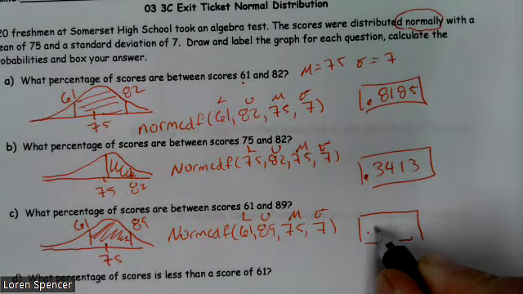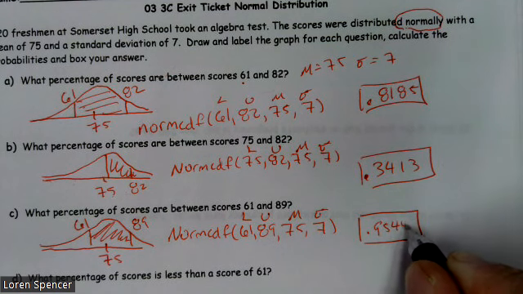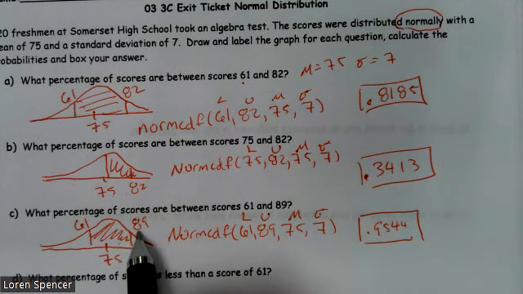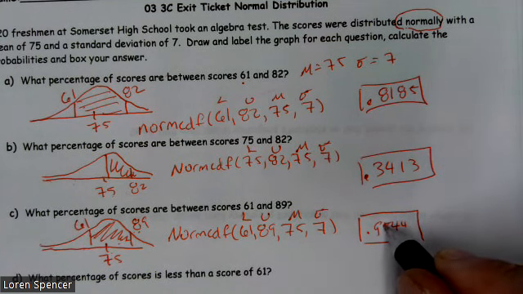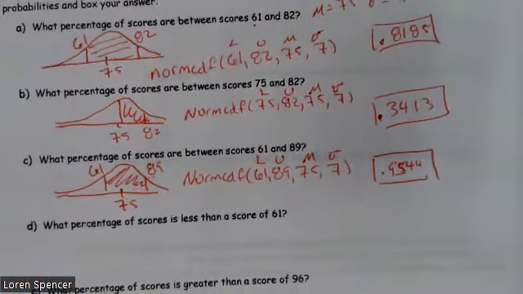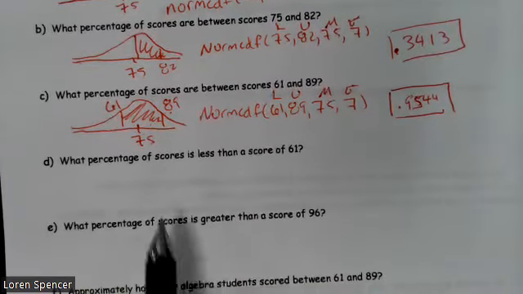Well, that makes sense. And here's why it makes sense that it'd be 95%. Because if we add 14, that's 2 standard deviations above, we get to 89. And 61 is 2 standard deviations below. So that's why it's 95%. Plus or minus 2 standard deviations.